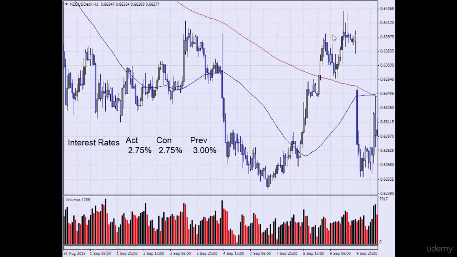We sold the market here. We were expecting these guys to lower interest rates. So that's the reason why we sold early, because we were expecting these guys to lower interest rates, and they did. As a result, the market fell.